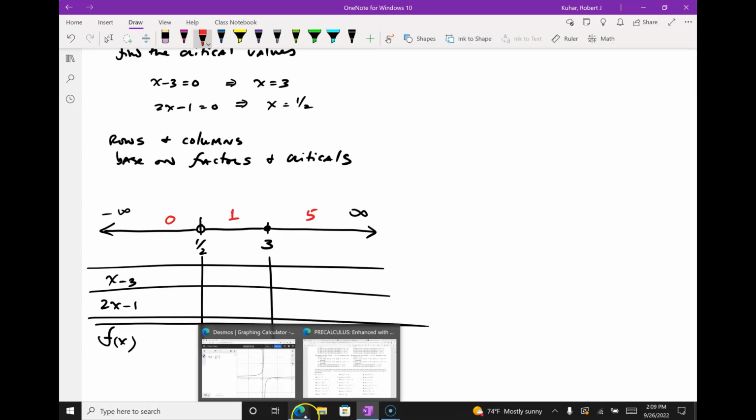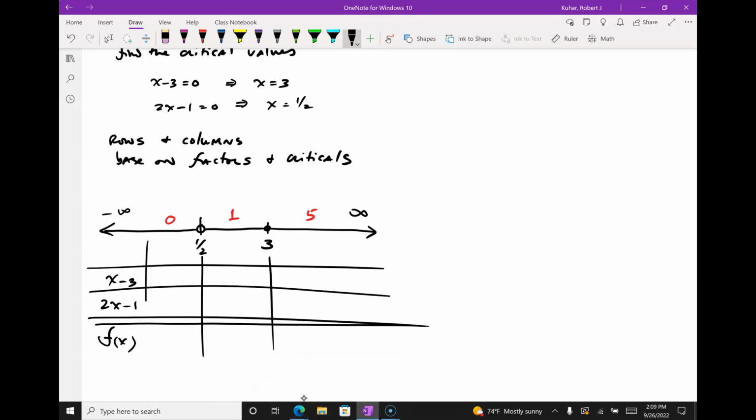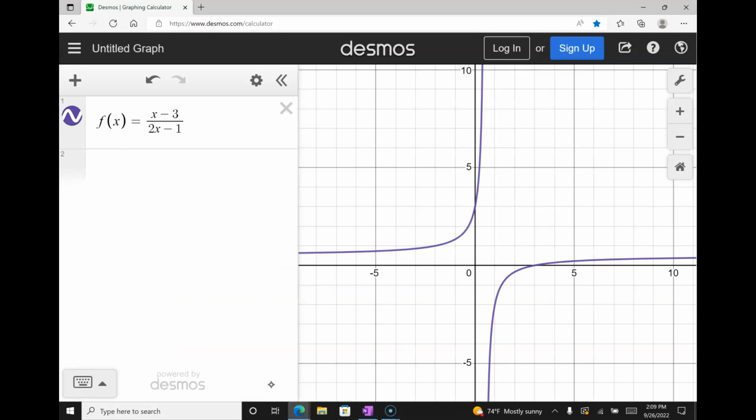Now I'm just asking, what do I get sign-wise when I plug 0 into each factor? When I plug it into the first one, I get a negative 3, but all I care about is negative. And when I plug it into the second one, I also get a negative 1. All I care about is negative, because negative divided by negative is positive. Look at my graph left of that 1/2. It's above the x-axis. It's up in the air. It's positive. And you see f of x is positive, right?